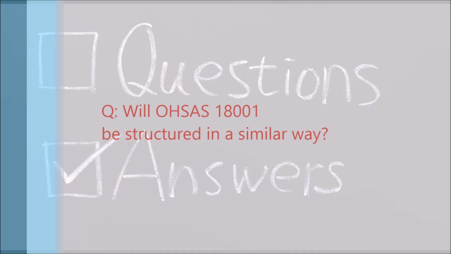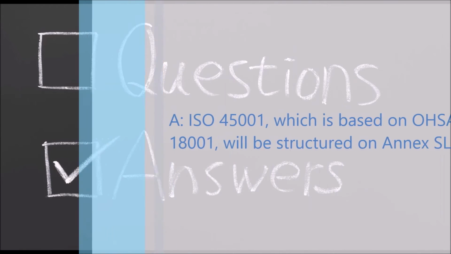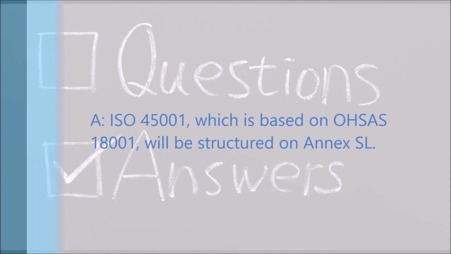So 18001 is actually a current BS standard, a British standard. It's not actually international, but it will become an international standard next year, or should I say there's an international standard being taken over from 18001. You'll still be able to certify to 18001 for many years to come. There hasn't been a date set for that to go, but ISO 45001 will replace the health and safety standard.